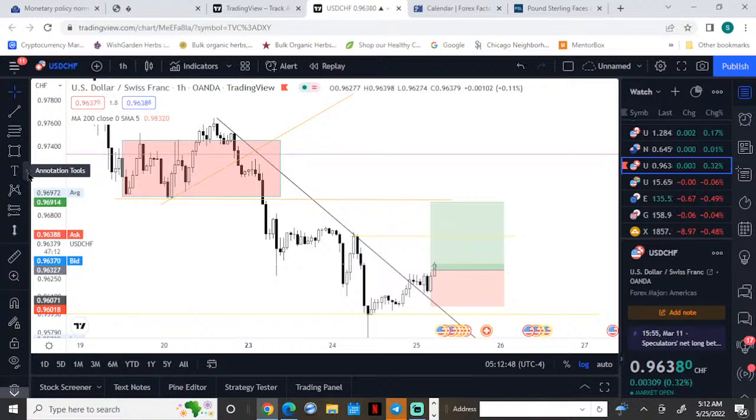All right, it's 5:12. I got to get off of here. I will come back at 9 a.m. Eastern Standard Time for New York session, so we can check on these positions and then see what will happen with US 30 today. Thanks for tuning in.